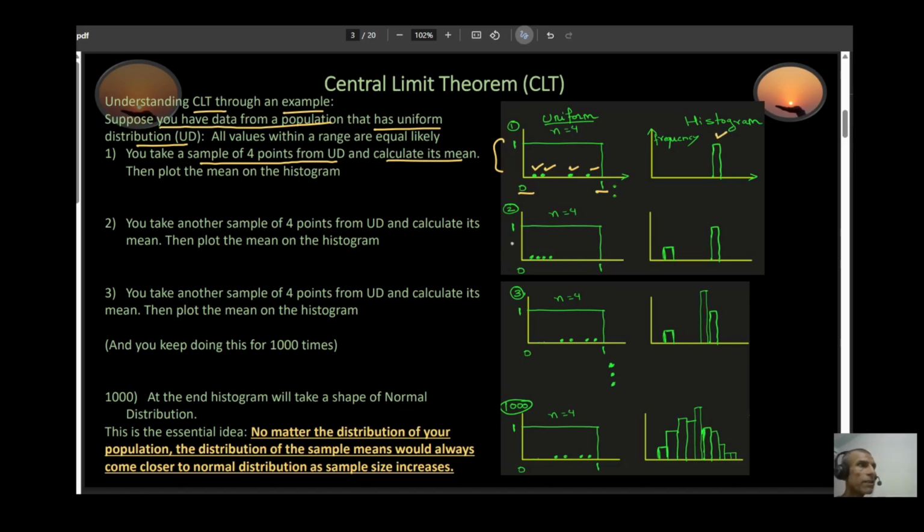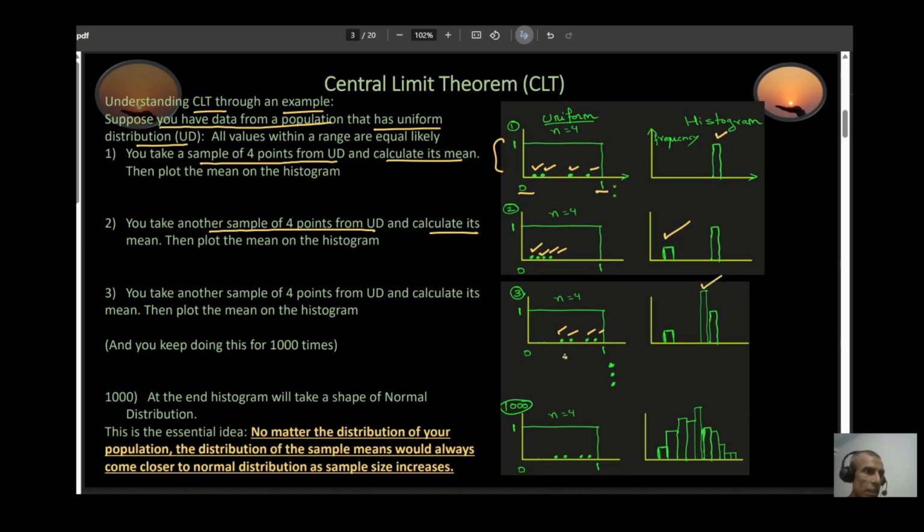Well, I do it again. I take another sample of 4 points from the same uniform distribution, again calculate its mean, and then plot the histogram. This is my second one now. And I do it one more time. I take another sample of 4 points, calculate its mean value, and plot the histogram. Let's say it comes out to be this.